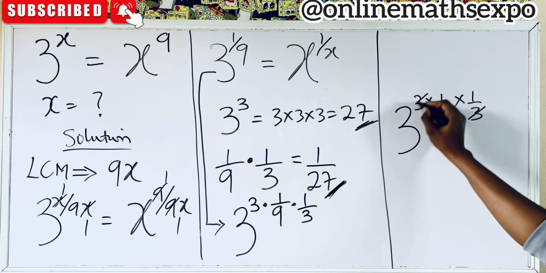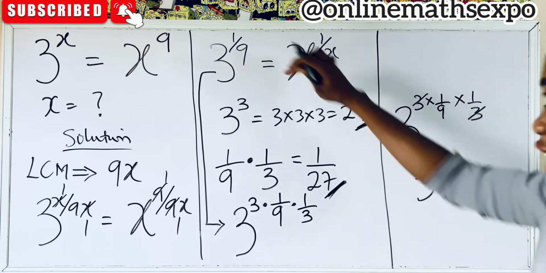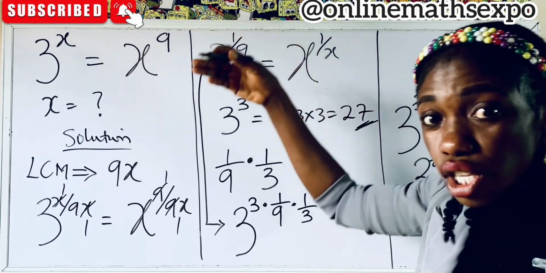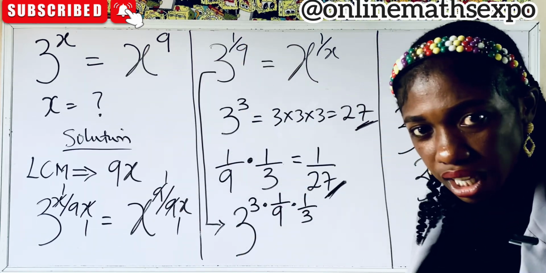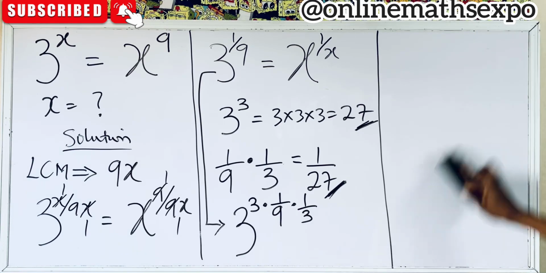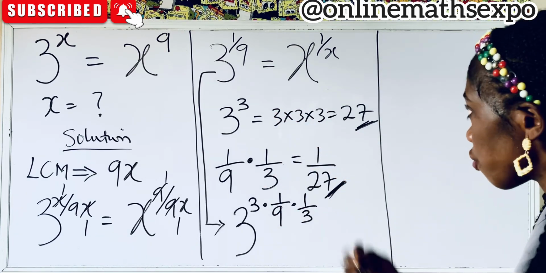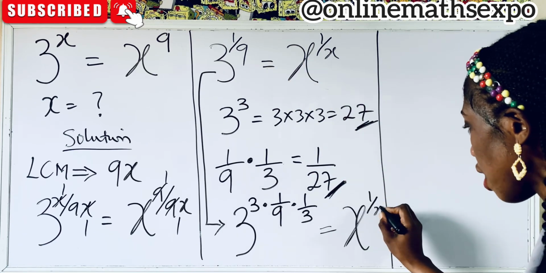See, this 3 will cancel 3. You'll be left with 3 to the power of 1 over 9, which is giving you back what you have. So if it gives you back what you have, it means you did not commit any blunder, okay? That means you are still in order. So in that case, we are accepting this. And you know from this point, it is equal to x to the power of 1 over x.